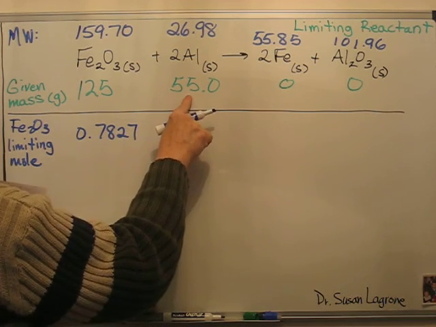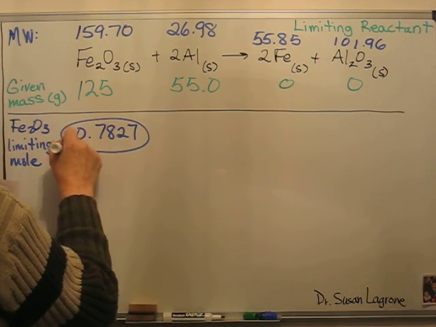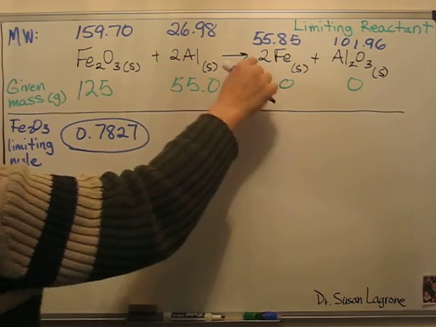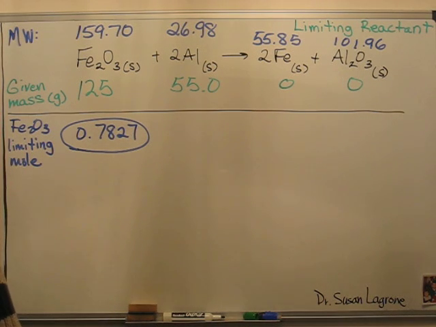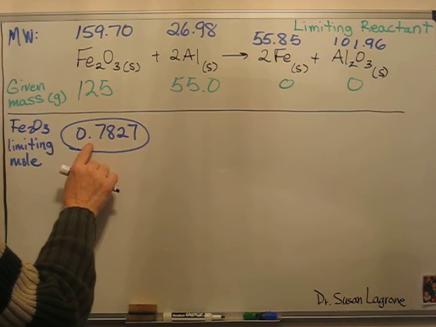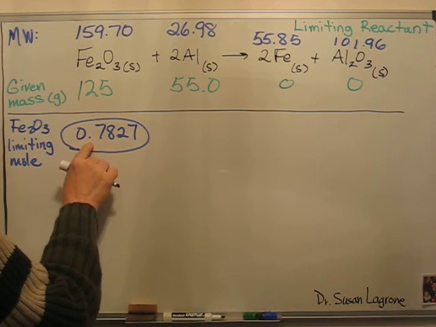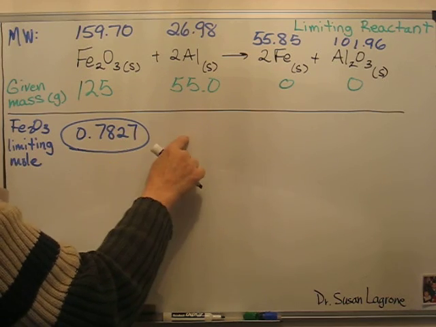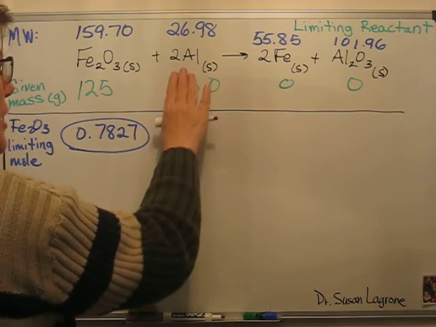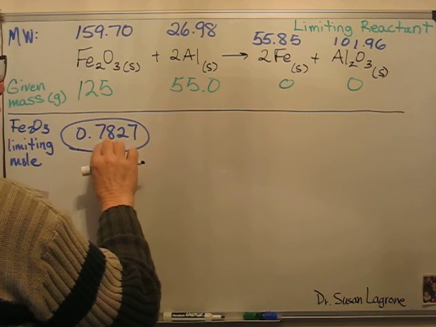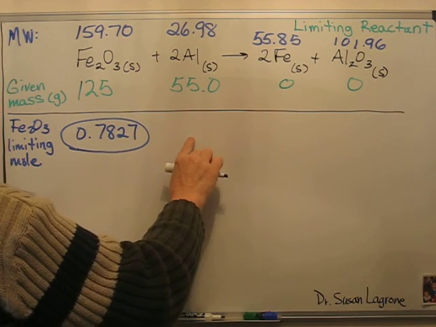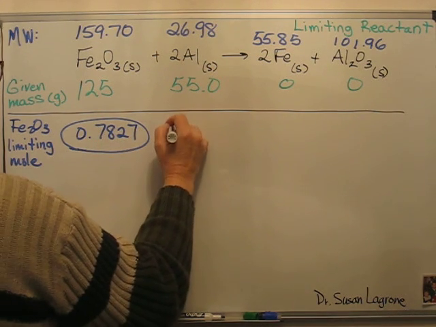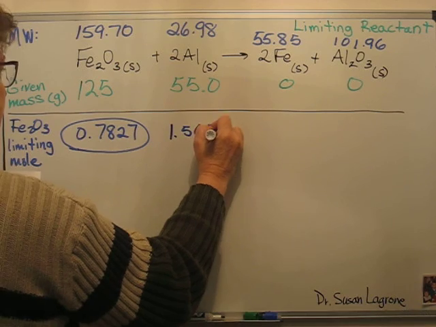I don't do anything with the aluminum. I'm assuming this is limiting. So I take the mole amount of my limiting and I get mole amounts for all of my other substances in the balanced equation through mole ratios. So I take the moles of iron 3 oxide, multiply by 2, divide by 1. So essentially multiply this by 2 to get the moles of aluminum. Not from 55 grams. But if all of this is used, how much aluminum would be required? So when I take this number and multiply by 2, I get 1.565 moles.